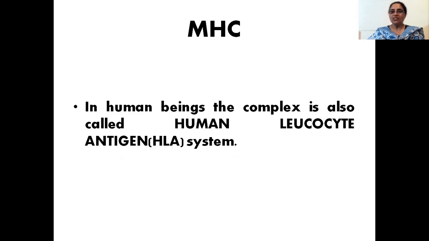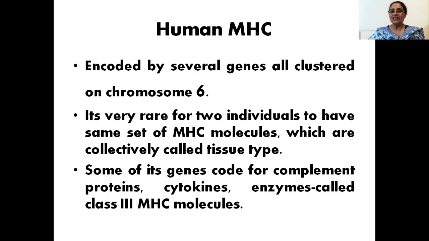In case of human beings, it is called human leukocyte antigen system. Either we call it a major histocompatibility complex or human leukocyte antigen system. So next time when you hear about HLA, it's the same as MHC. This MHC is clustered around chromosome 6 in case of human. This chromosome 6 is the place where you can find this group of genes.